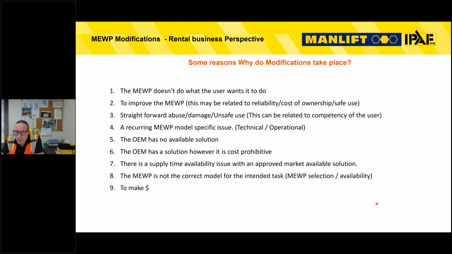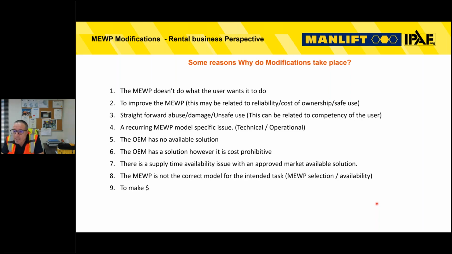Number four, a recurring MEWP issue. Sometimes a MEWP might have a specific problem or issue, and the owners or operators of the equipment decide they want to modify it to try and deal with that issue. Number five, sometimes the manufacturer of the MEWP may have no solution, right? The user of the equipment might want to do something with the equipment, maybe an extension deck or additional load or protect something, and there's no solution, so they'll make their own modification to try and make a solution for their task. Number six, the OEM has a solution, but it's cost prohibitive.